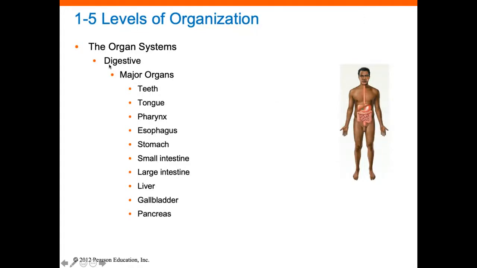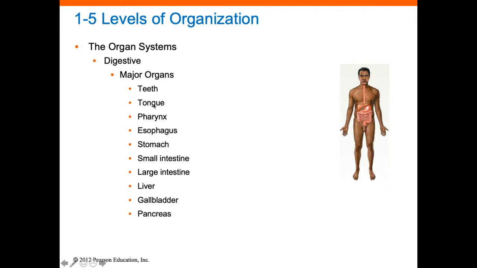Okay, the GI tract. The GI stands for gastrointestinal, same thing as digestive system. From a mechanical perspective, it starts in the mouth. We have teeth, the tongue, the pharynx, the esophagus, stomach, small intestine, large intestine, liver, gallbladder, and pancreas, all major organs of the GI tract.